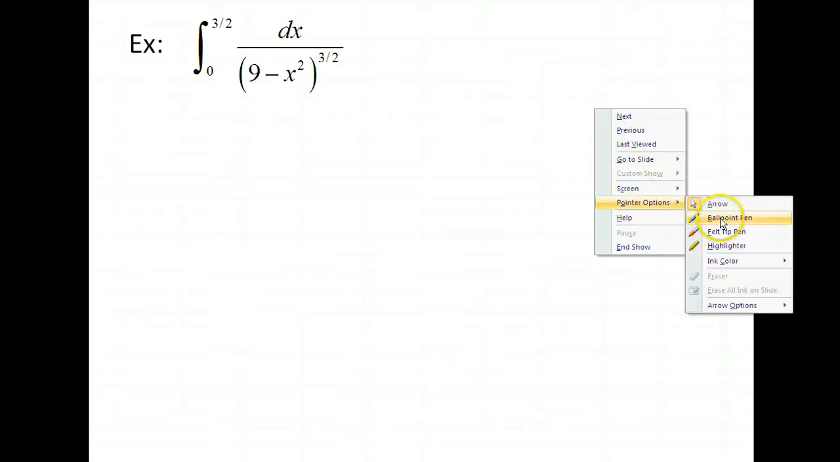So let's consider an example. Let's try this with an example specifically. Let's see if we can figure out what the value of this definite integral should be. Notice here in the denominator that we actually have a form just like we were talking about. We have an a squared minus x squared here, yes? So in this case a is 3.